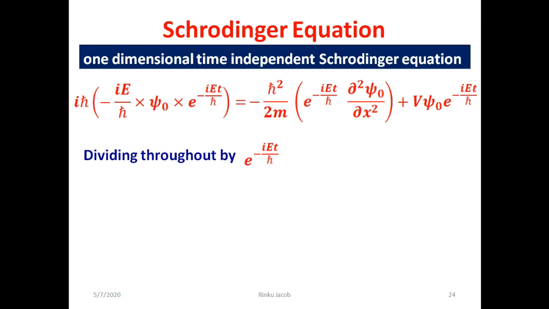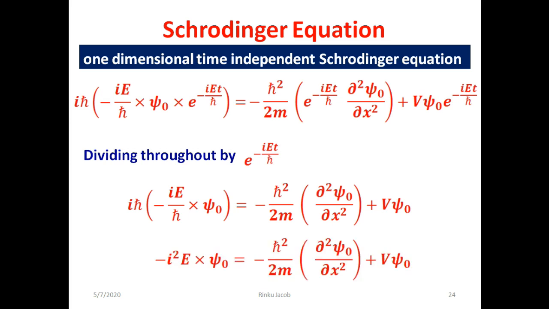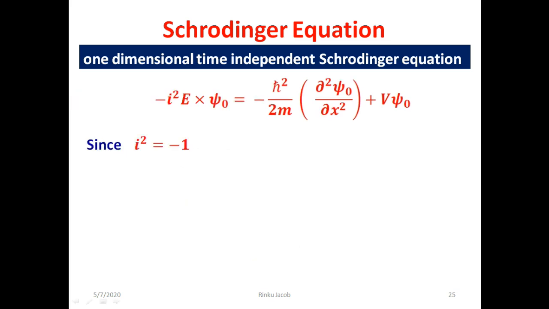Now dividing throughout by exponential minus iEt/ħ, we get iħ into minus iE/ħ into ψ0 equal to minus ħ²/2m into ∂²ψ0/∂x² plus Vψ0. That is minus i² E into ψ0 equal to minus ħ²/2m into ∂²ψ0/∂x² plus Vψ0. Since i² equal to minus 1, the above equation reduces to Eψ0 equal to minus ħ²/2m into ∂²ψ0/∂x² plus Vψ0.